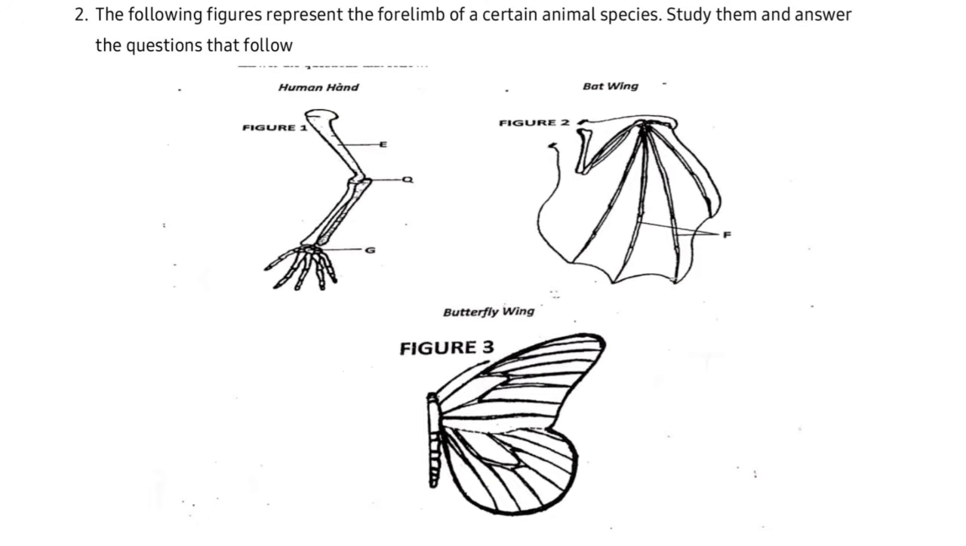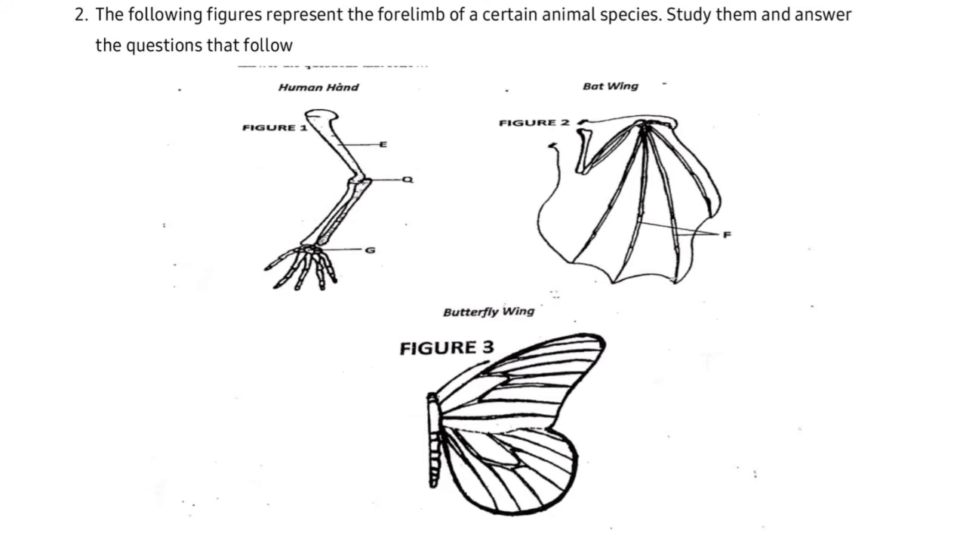They come from organisms that share a common embryonic origin, but because they are being used for different functions, they have been modified to perform different functions. So in the case of the human hand, we use it for manipulation, okay? In the case of the bat's wing, obviously, it's used for flight. Now, let's incorporate the third figure, and that is the butterfly wing. So the bat wing and the butterfly wing are referred to as analogous structures.